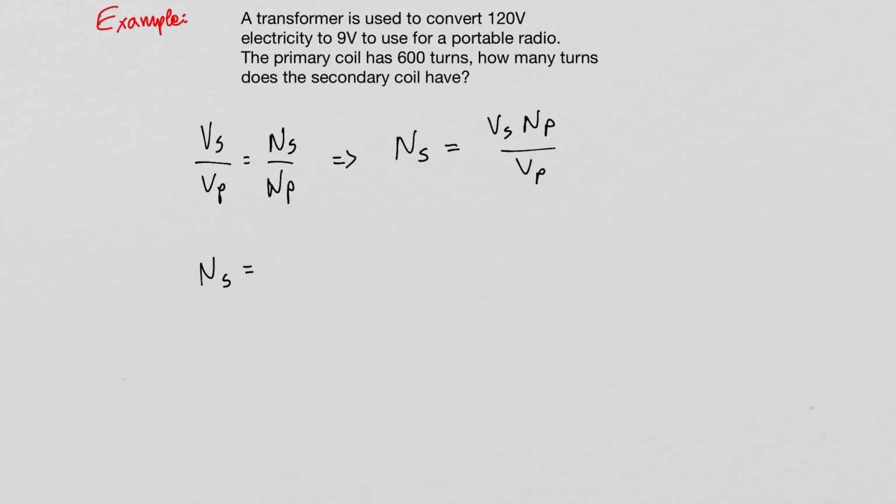Now I'm ready to substitute the values in this expression. So Ns is equal to 9 volts times 600 turns divided by 120 volts. The units of volts cancel out, and then the result is that Ns is equal to 45 turns.